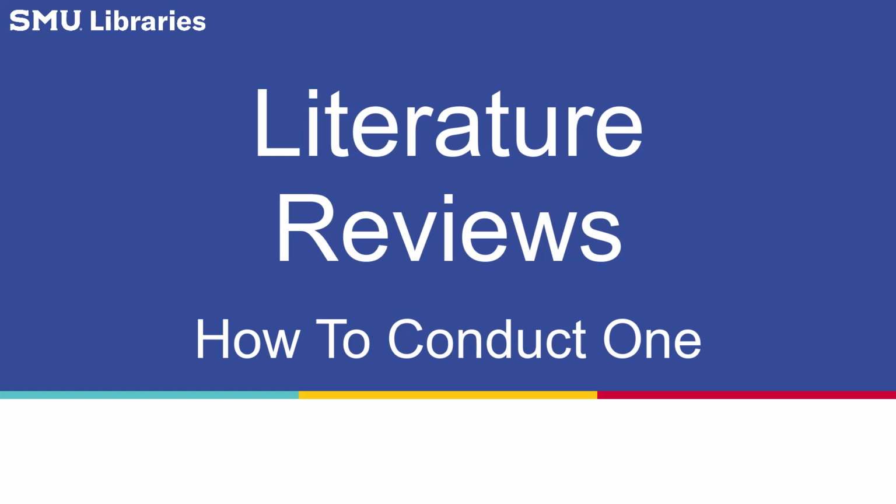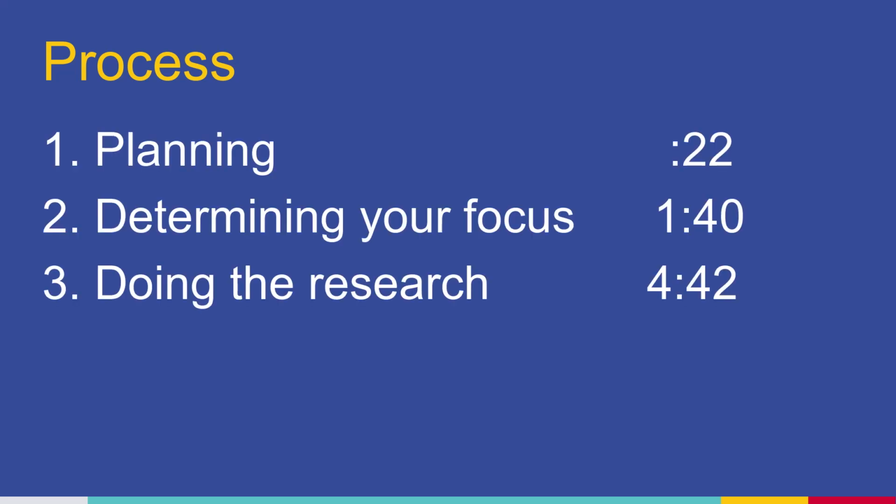Watch this video to learn how to do a literature review as the essential first step before conducting your own original research. The process for doing a literature review can be broken down into 3 steps: planning, determining your focus, and doing the research. This video has 3 corresponding chapters, and you can use the timeline to jump to each section if you wish.